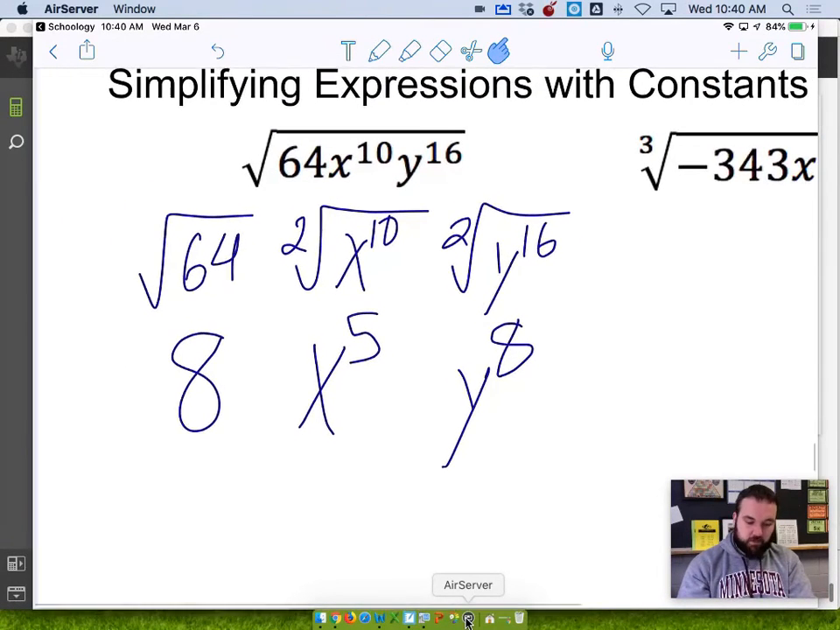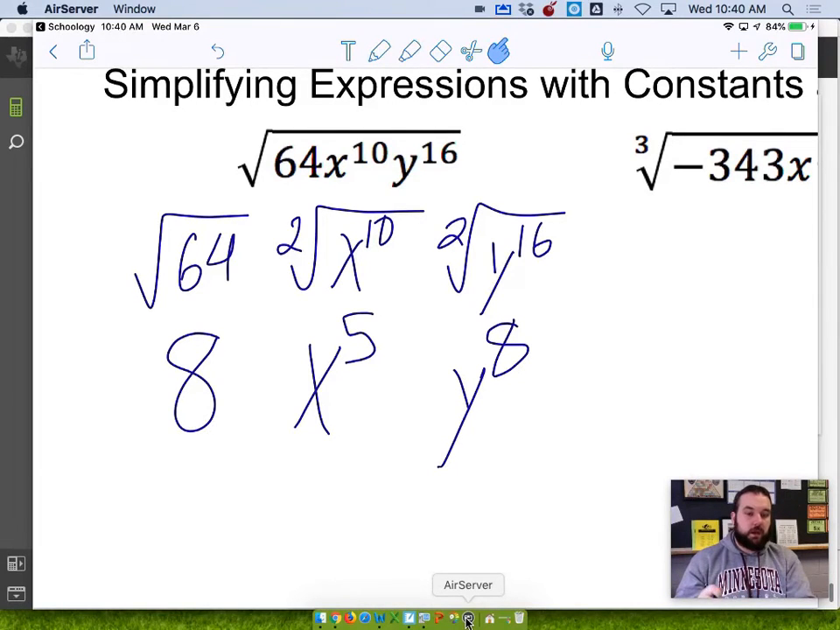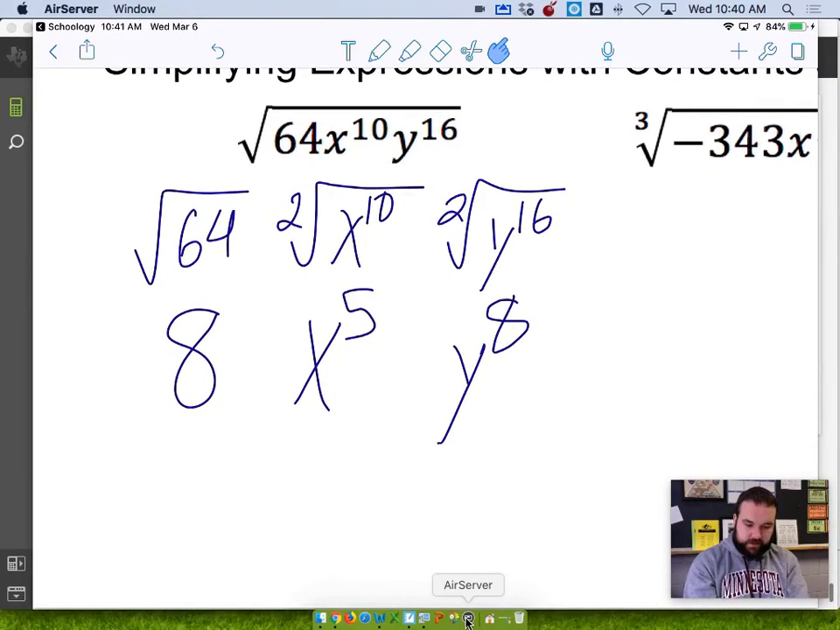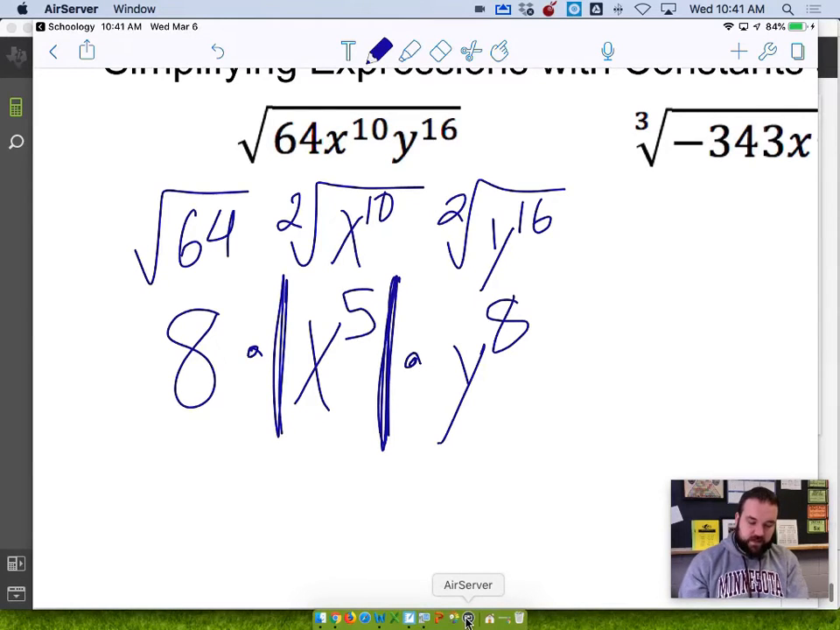If we apply our rule from a couple slides back, we are square rooting. So I need to know that my answer is positive. The only part of these three pieces that I don't know for sure is going to be positive is x to the 5th. I know y to the 8th is going to be positive because it's an even power, and I know the number 8 is already a positive value. So I need to put absolute value signs around this.